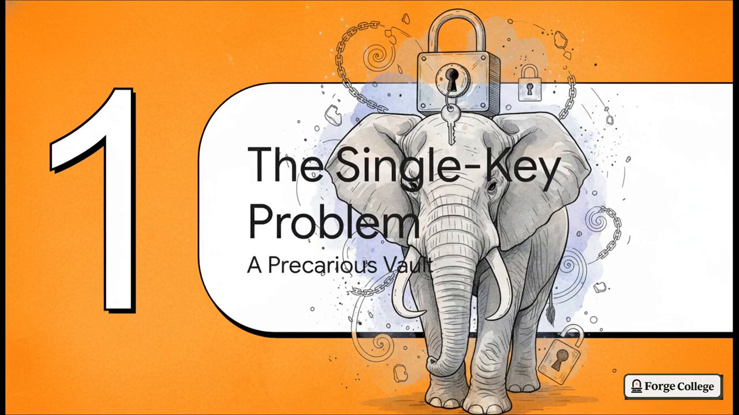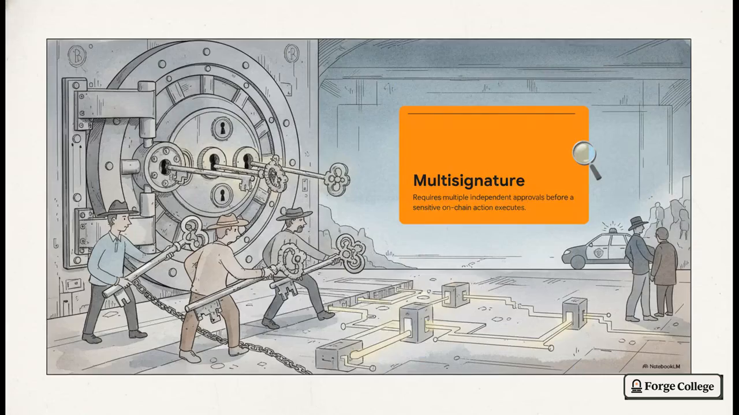All right, part 1. The single key problem. A precarious vault. Let's confront the elephant in the room here. When one private key controls everything, losing that key means, well, losing absolutely everything. If your system design relies entirely on a user never making a single mistake, you are setting them up for a massive failure. We absolutely need a better architectural foundation, and that's where multi-signature comes in.